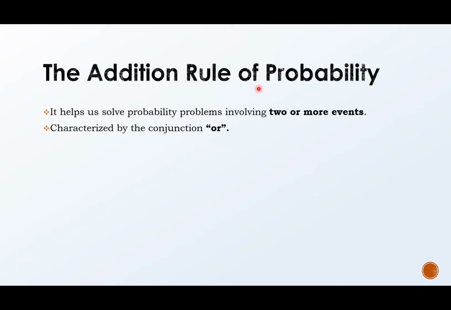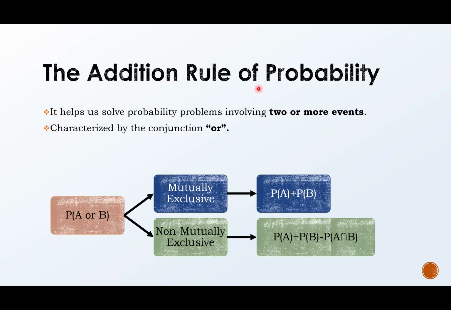Now, may dalawang formulas ang addition rule. Kasi it will depend on whether events A and B are mutually exclusive or not mutually exclusive. So, if they are mutually exclusive, you use this simple formula, which is just the sum of the individual probabilities. But if the events A and B are not mutually exclusive, the formula is as follows. May extra tayo na minus the probability of the intersection between A and B.